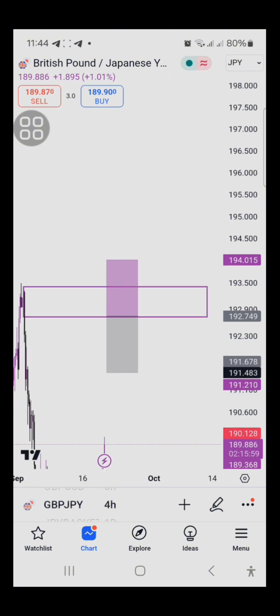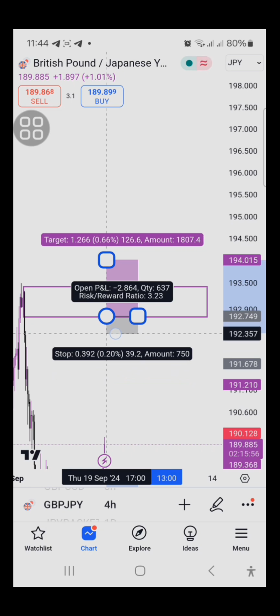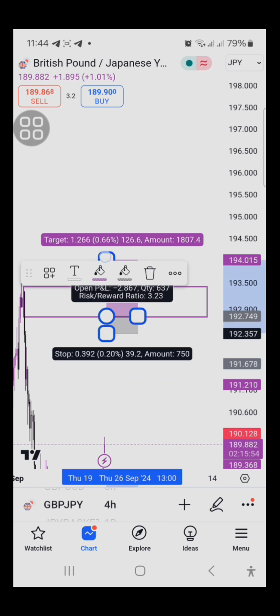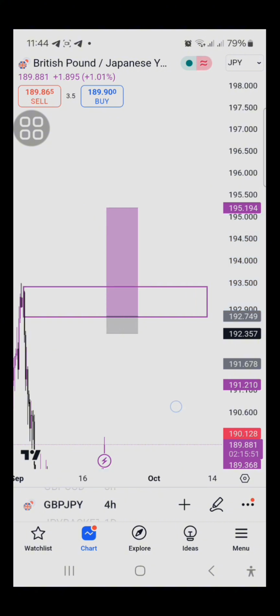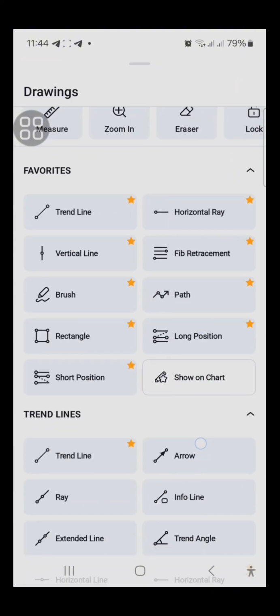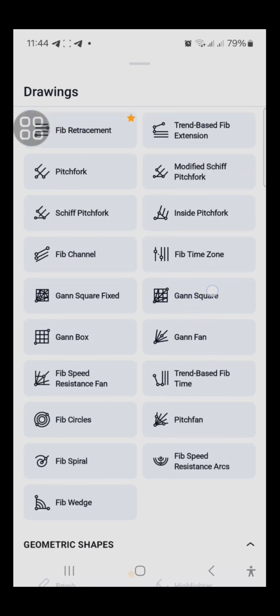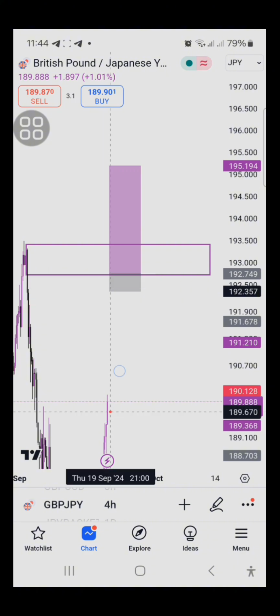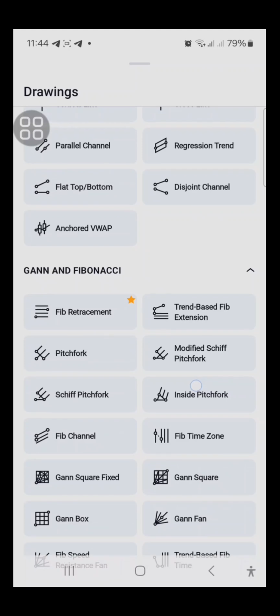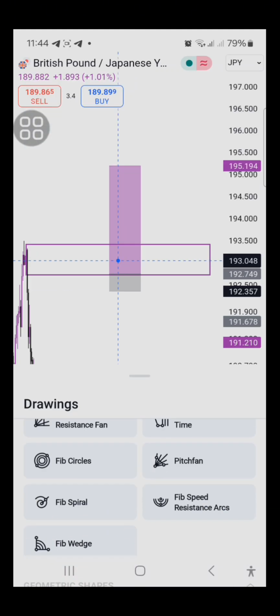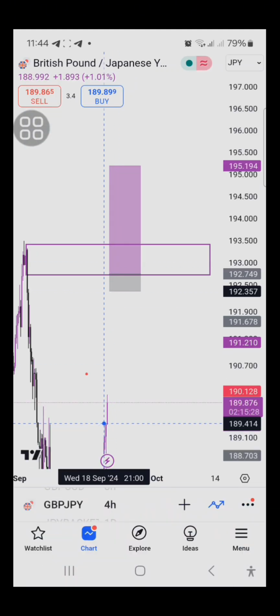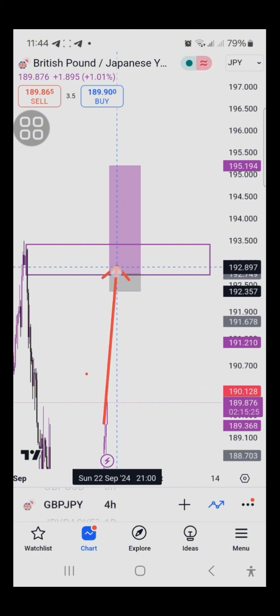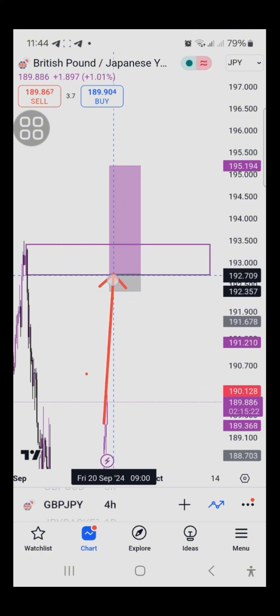So we want price to come right here. Depending on my strategy, let's say my stop loss is here, and I want price to come up to that zone. From here, where price currently is, I want price to come up to this zone. So if it gets here, I want to enter into that trade.